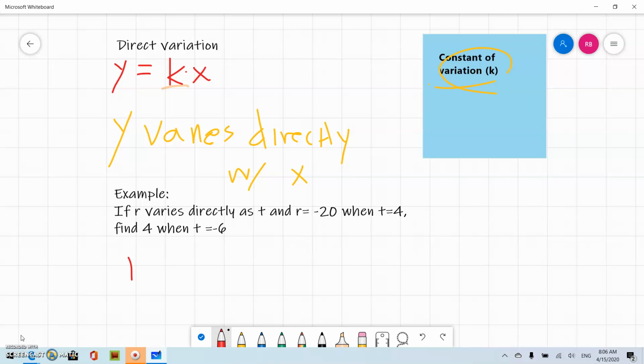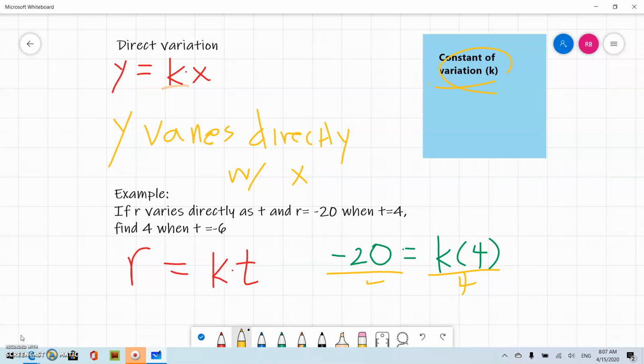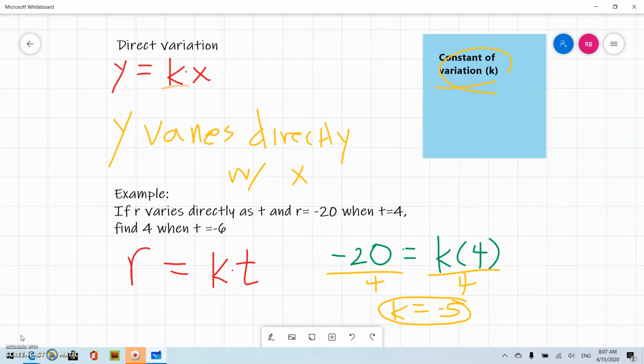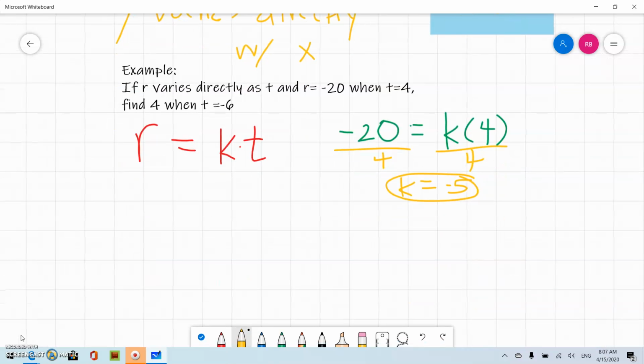It says if r varies directly as t, so r equals k times t, because it's a direct variation. Then it gives you a clue so that you can find what k is: r is negative 20 when t is 4. So then we know what k is. You divide each side by 4, and k is negative 5. Then I can rewrite the equation as r equals negative 5t.